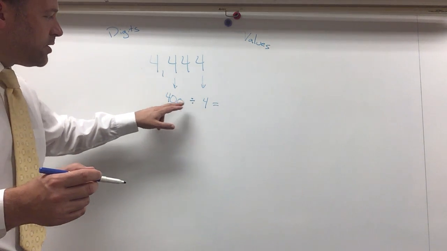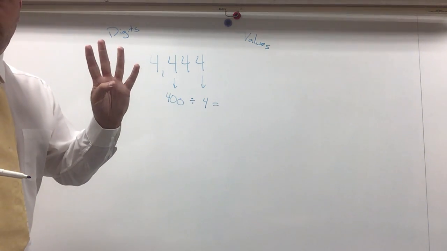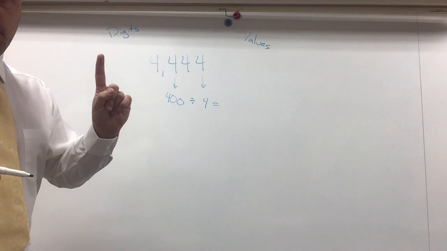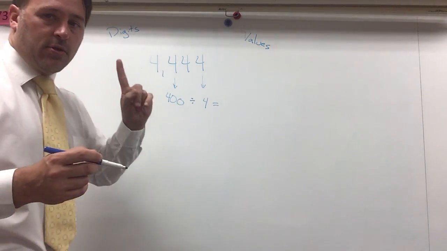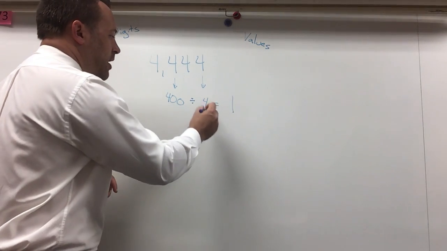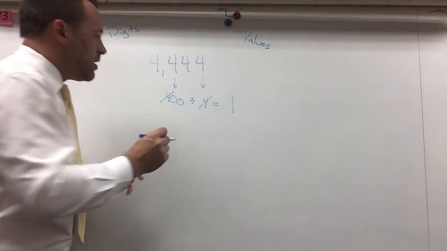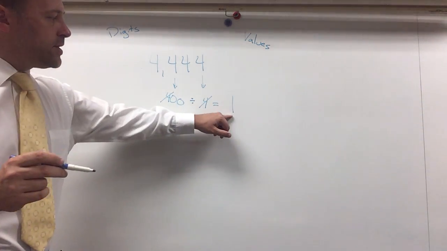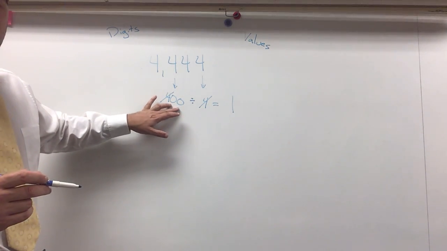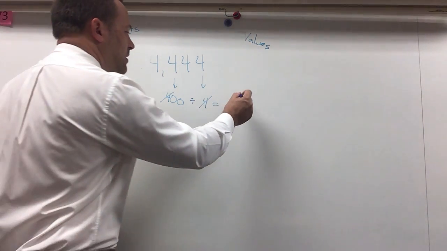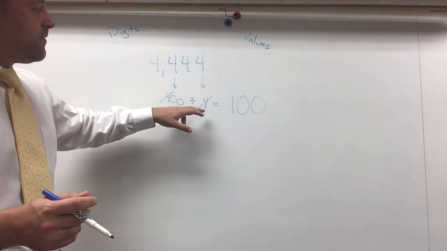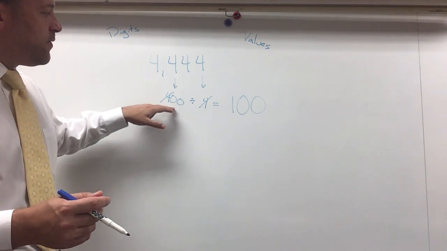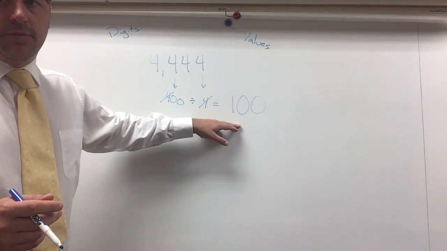What's 4 divided by 4? How many times does 4 go into 4? Well, 1 time, right? If you count by 4s, 4, you're already there. So I'm going to put a 1 here. I'm going to cross out the 4 and the 4 because I know that 4 goes into 4 1 time. But I have 2 zeros left. That means I'm going to add them over here because 4 goes into 400 100 times.